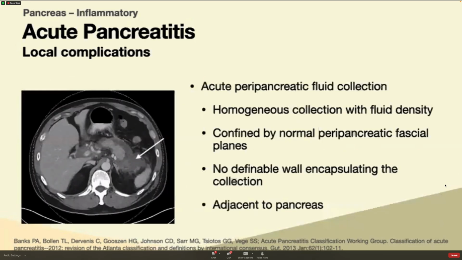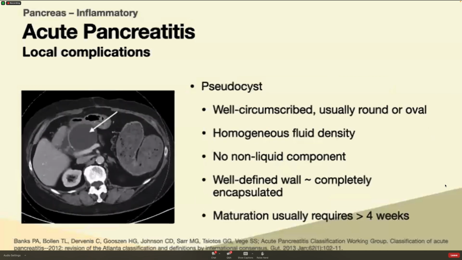So these are just CT scan images of the local complications. As you can see, there's a homogeneous fluid collection around the pancreas with no definable wall. Then after 4 weeks, the fluid collection, if persistent, can become more well-defined. So this already becomes a pseudocyst.